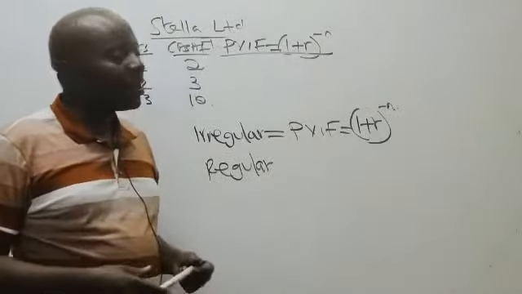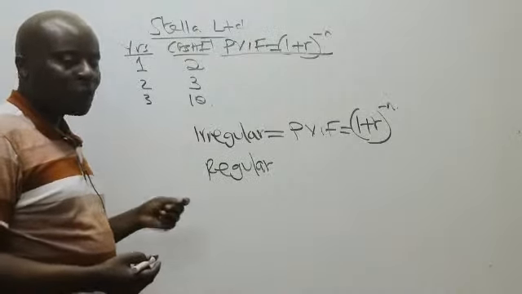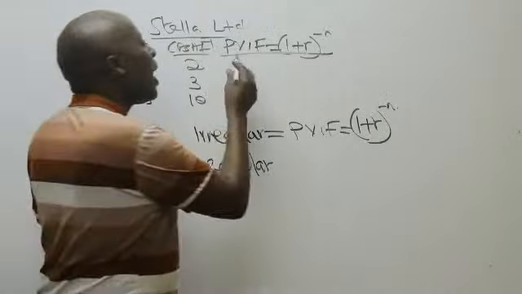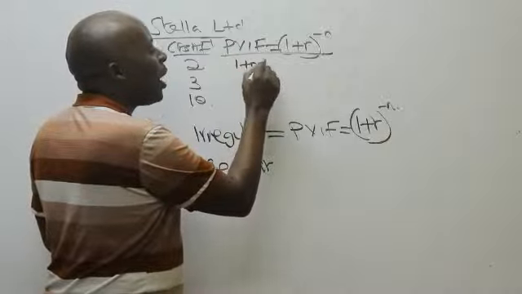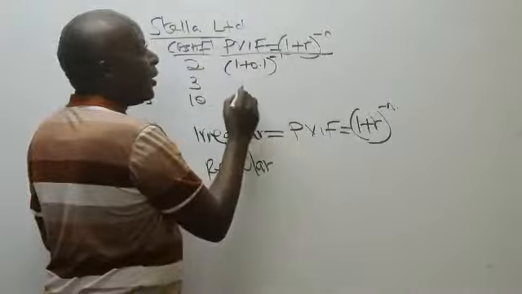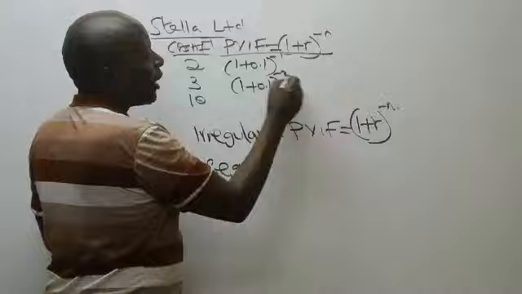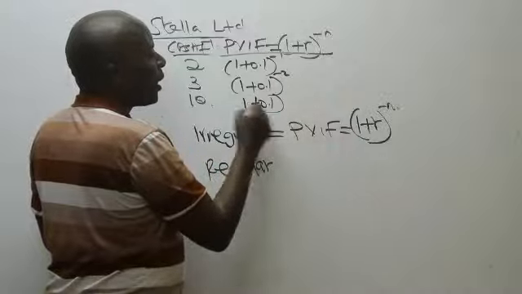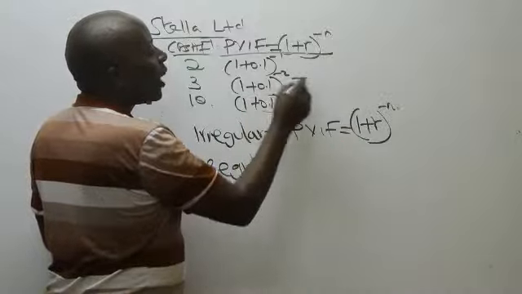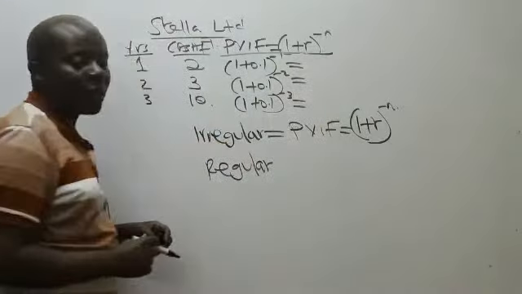Remember the cost of capital they have given us here is 10%. So here I will talk of 1 plus 0.1 raised to negative n, where n is the year. So raised to negative 1, then 1 plus 0.1, that is 1.1, raised to negative 2, and 1 plus 0.1 raised to negative 3. Could you kindly give us these figures using your calculators?